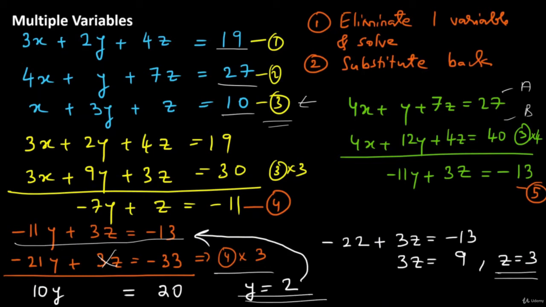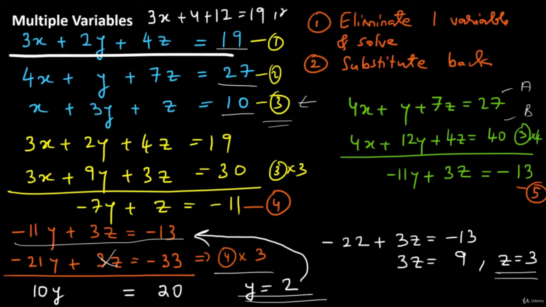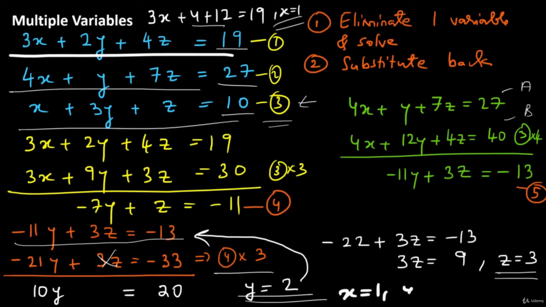Alright, now let's substitute these two into this equation over here. So we get 3x plus 4 plus 12 is equal to 19. So 4 plus 12 is 16. So on taking it to the right hand side, it becomes 19 minus 16, which is 3. So 3x is equal to 3, or x is equal to 1. So we have found the solution to the set of these three equations. x is equal to 1, y is equal to 2, and z is equal to 3.